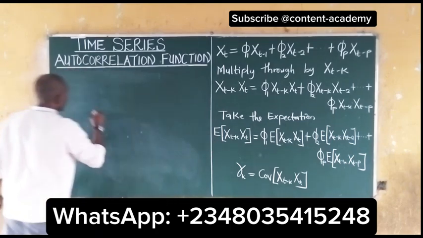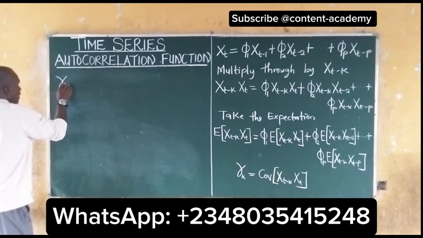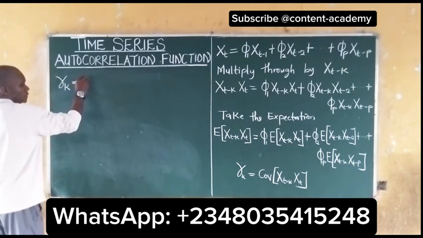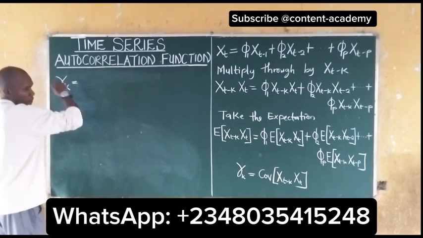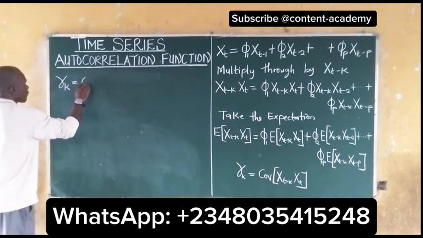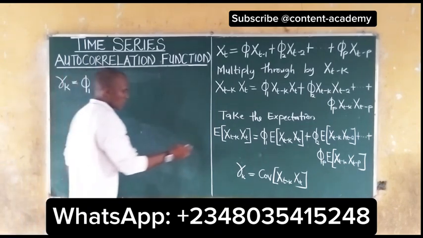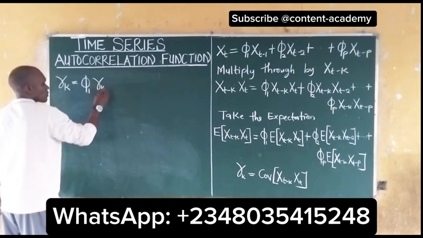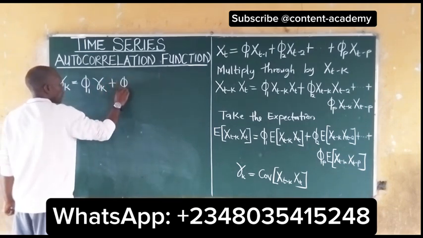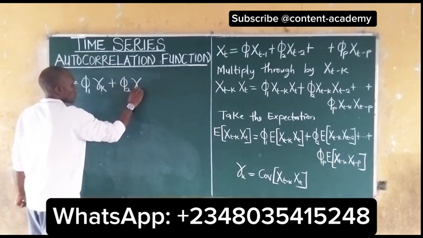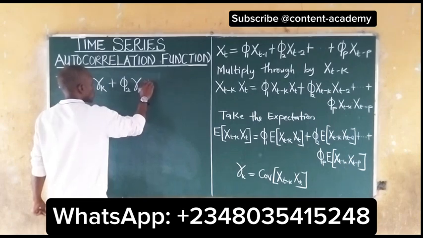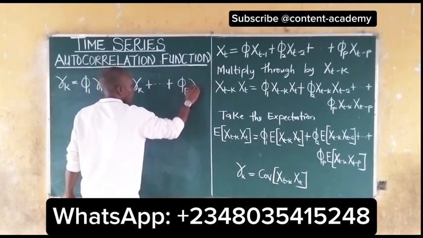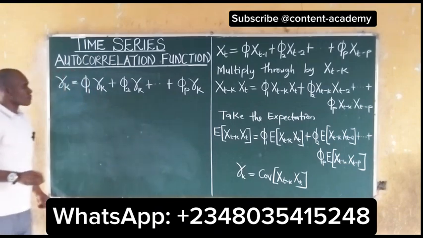So wherever we see this, we put the corresponding R. It then means that R_k is equal to phi1 R_{k-1} plus phi2 R_{k-2} plus, continuing, phi_p R_{k-p}. So this is what we have.